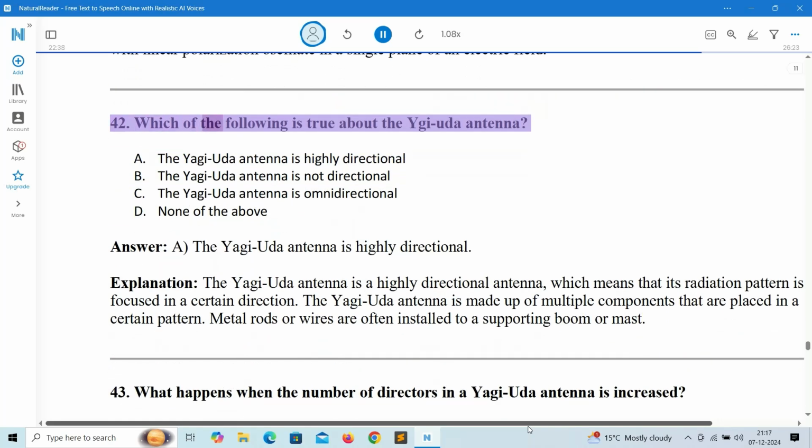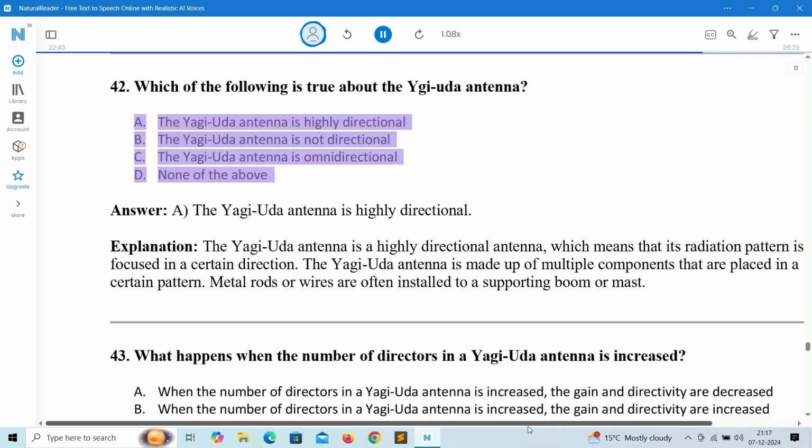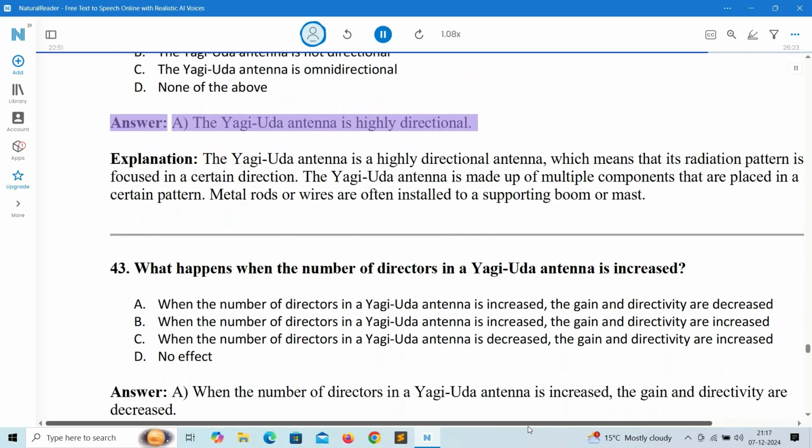42. Which of the following is true about the Yagi-Uda antenna? A. The Yagi-Uda antenna is highly directional. B. The Yagi-Uda antenna is not directional. C. The Yagi-Uda antenna is omnidirectional. D. None of the above. Answer: A. The Yagi-Uda antenna is highly directional.